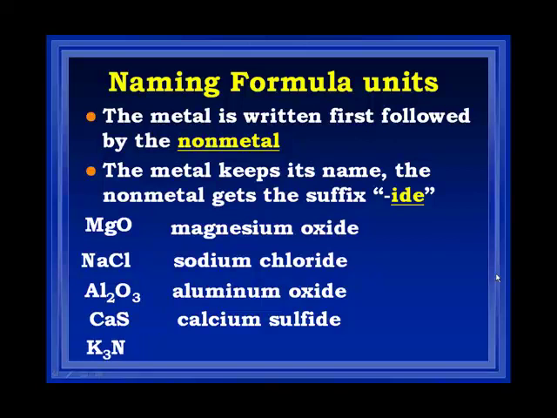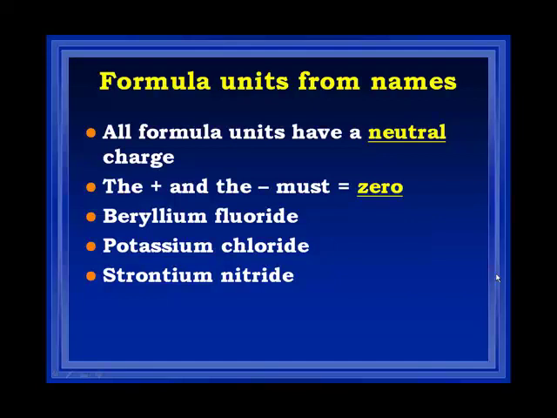One last one here. K3N, potassium nitride. Okay, now going from formula units to names is going the other way is a little more complex. Okay, taking names and writing the formulas.